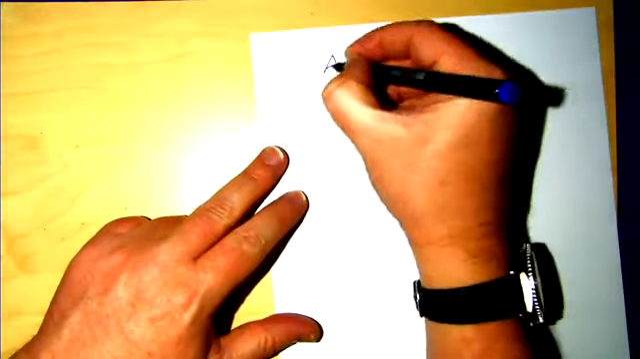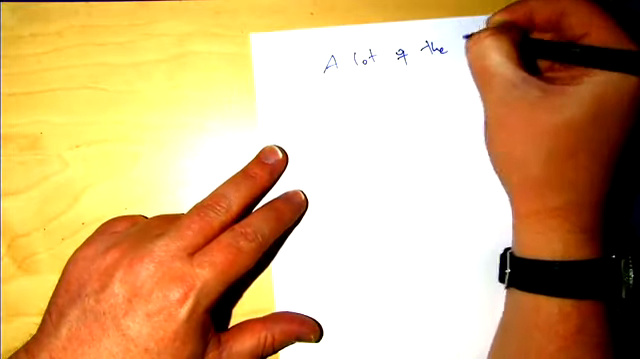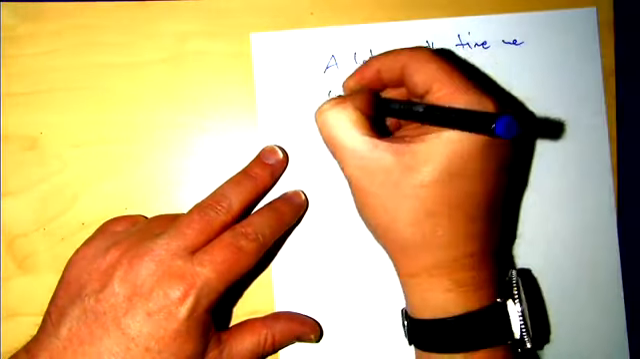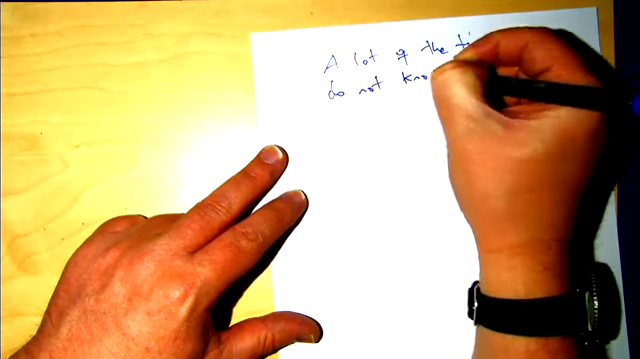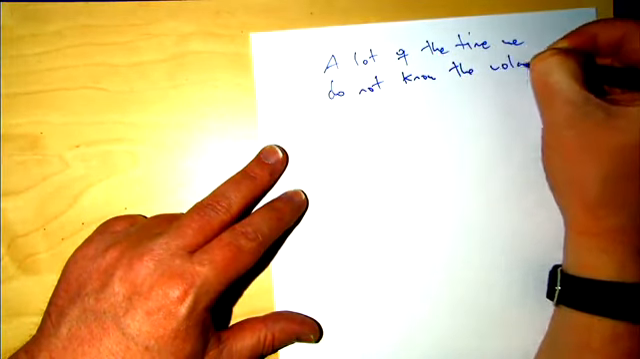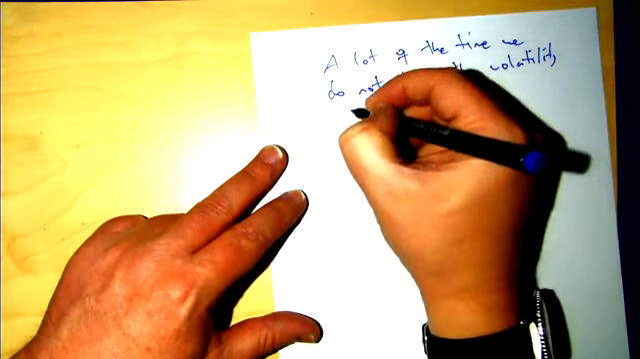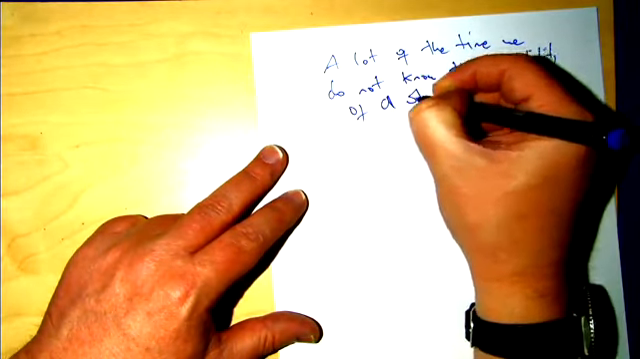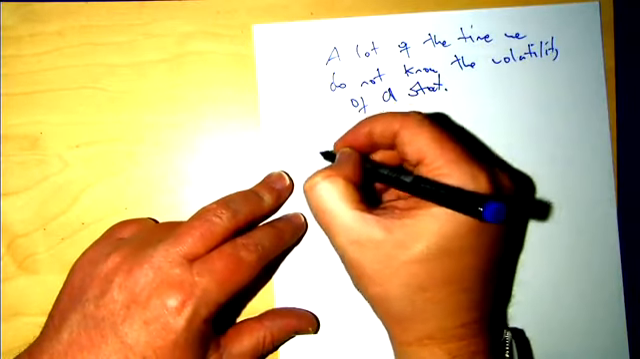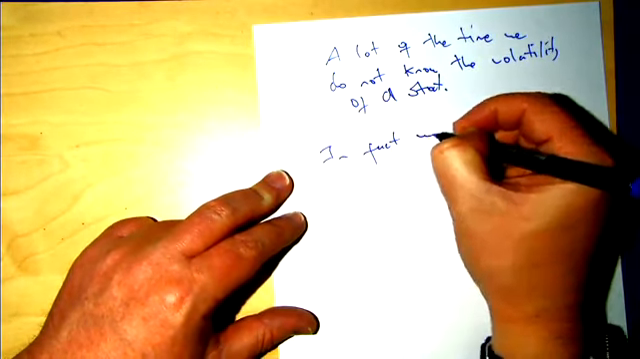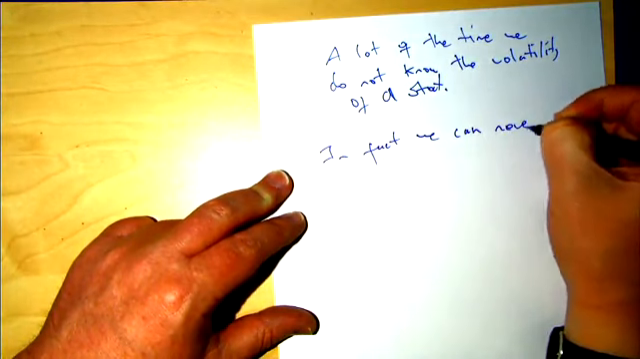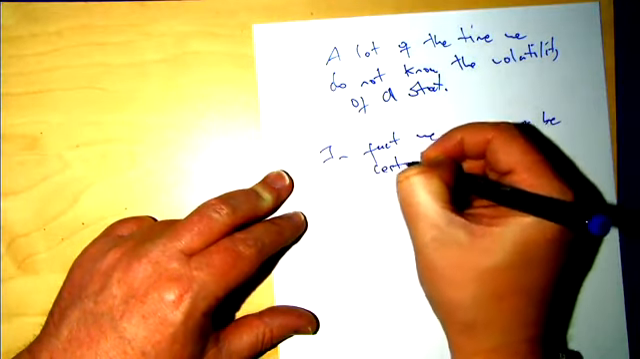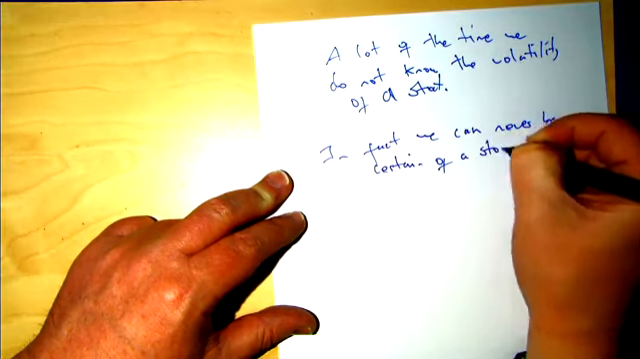So, this is implied volatilities. A lot of the time, we do not know the volatility of a stock or more importantly, the volatility of the market. And in fact, we can never be certain of a stock's volatility.